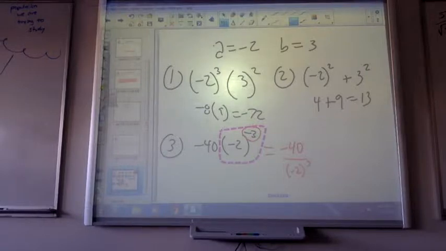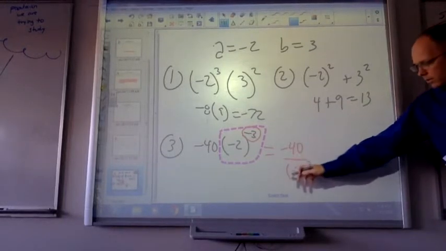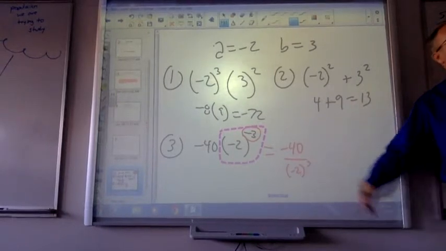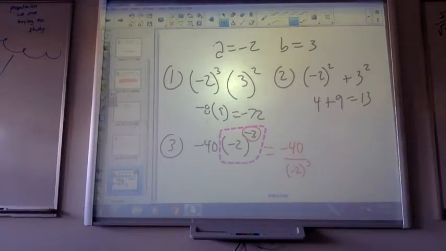Okay, remember yesterday we said we could make any number a fraction by putting it over 1. So right now it's a numerator. So now it moves down here. So how many -2's am I multiplying together now? 3 of them. So I have -2 times -2 is +4. +4 times -2 is what?